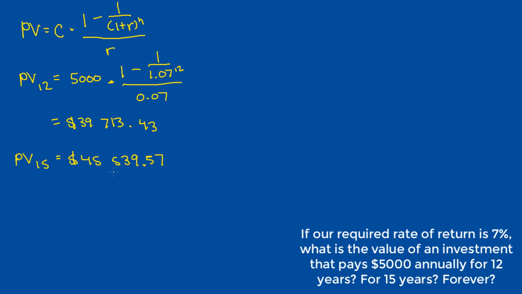Now, when it asks us to calculate the present value as if the payments continued forever, it's really asking us what would happen if this was a perpetuity. In that case, we would use the formula for the present value of a perpetuity, which, as we know, is super simple, C times 1 over r. So in our case, 5,000 times 1 over 0.07, which should give us a value of $71,428.57.